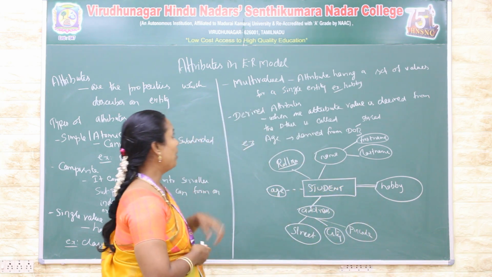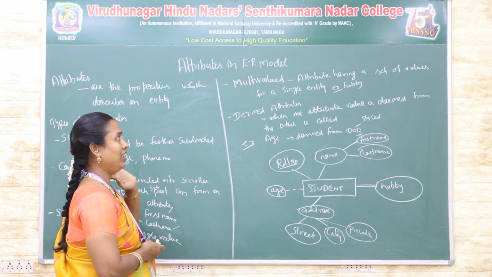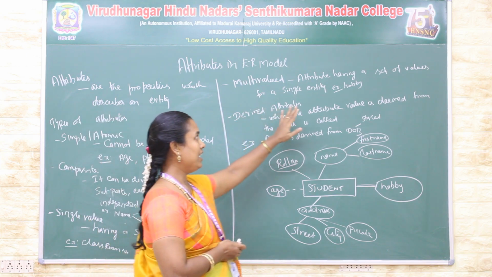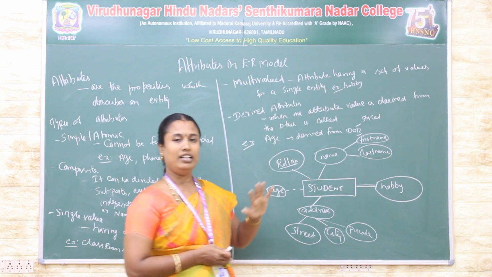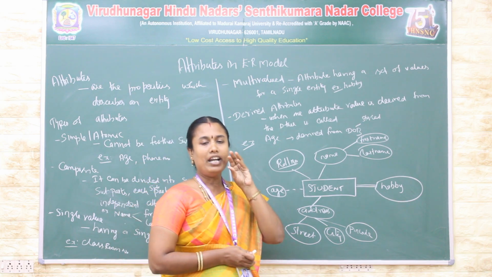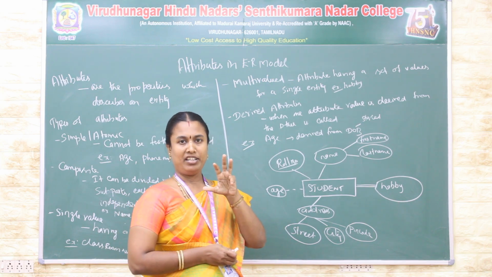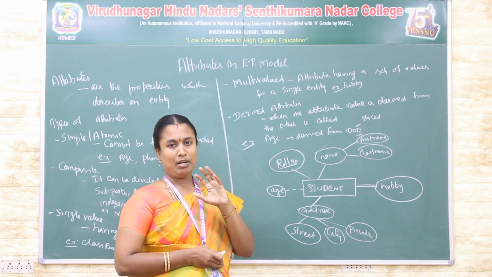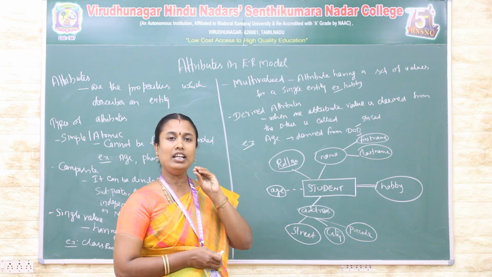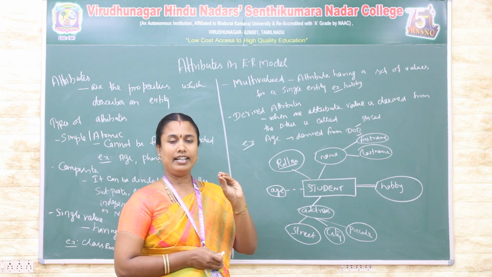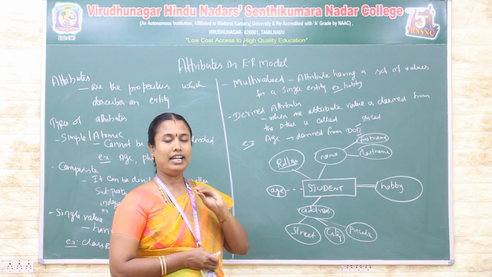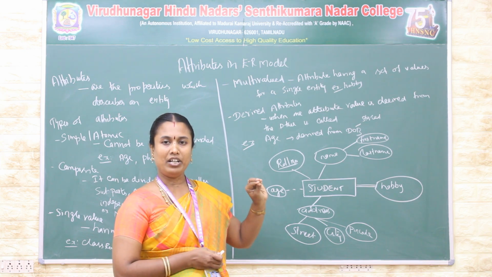Now let us go for multi-valued attributes. What are multi-valued attributes? Attributes having a set of values for a single entity. For example, one attribute can hold the possibility of more than one value. That can be called multi-valued. If a single attribute can contain more values, that kind of attribute is called a multi-valued attribute.